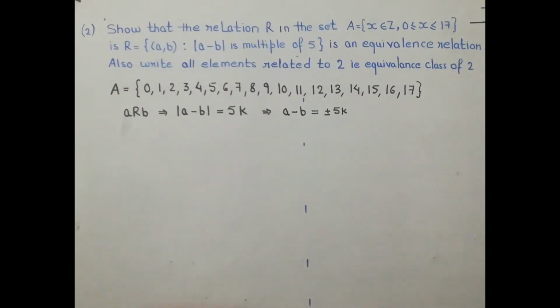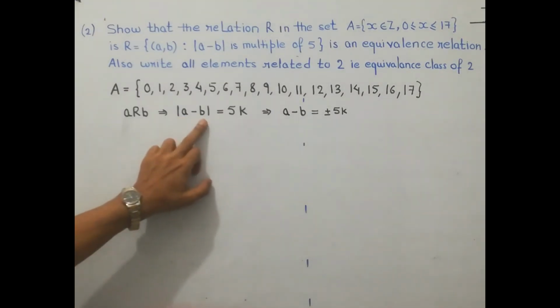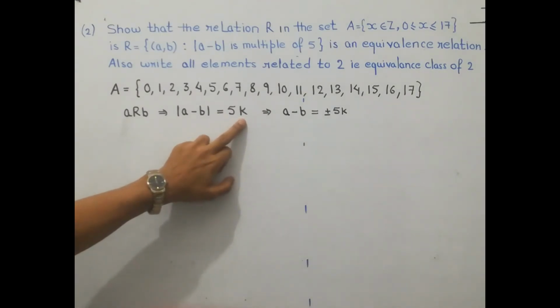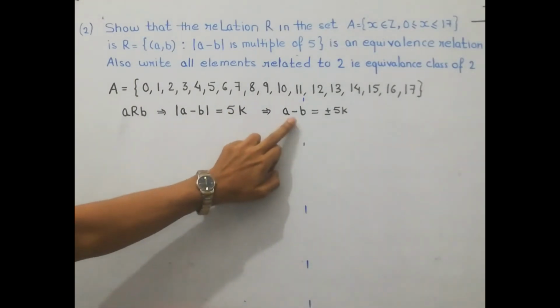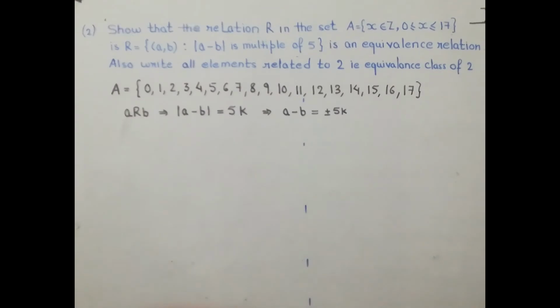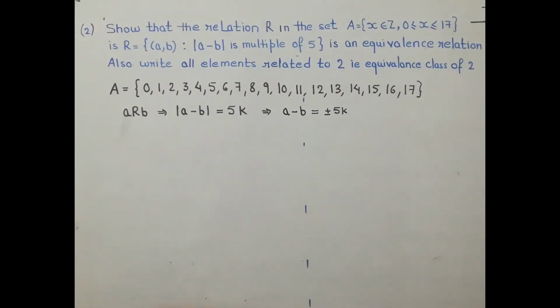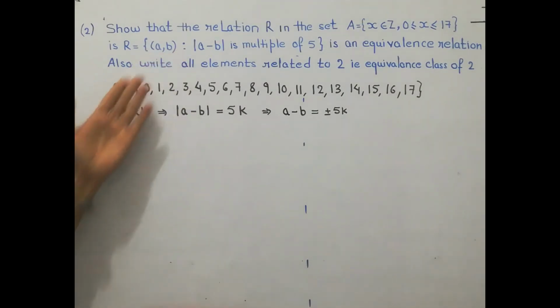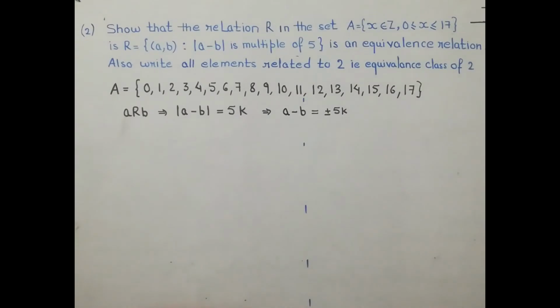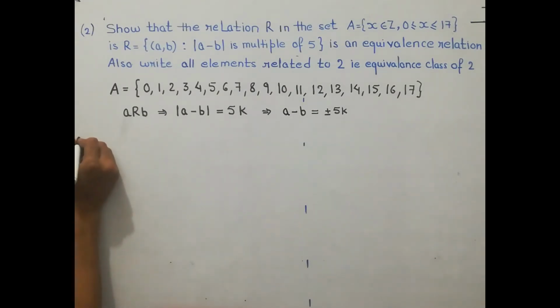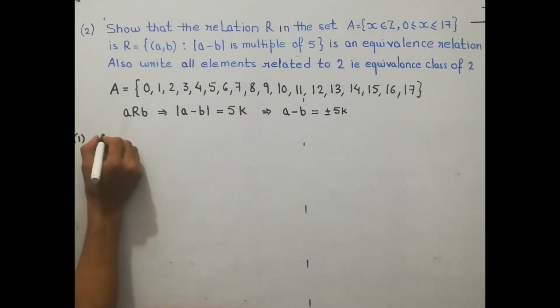So we can write it like this: mod a minus b is equal to 5k, which can further be written as a minus b is equal to plus minus 5k. So we have listed out the elements of set A, and we have written the relation in the simplest form. And now we prove it to be reflexive first of all. So first we are going to write the definition for reflexive.